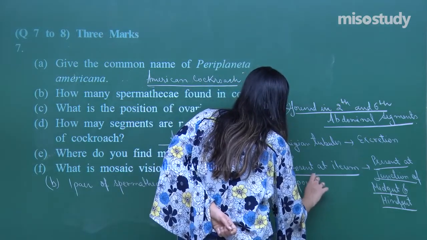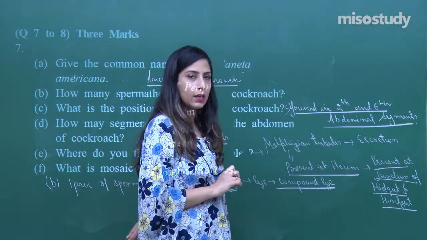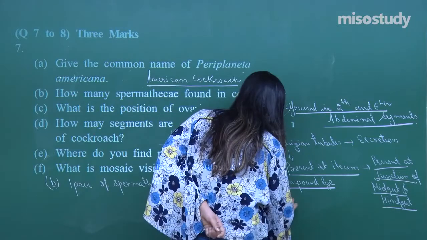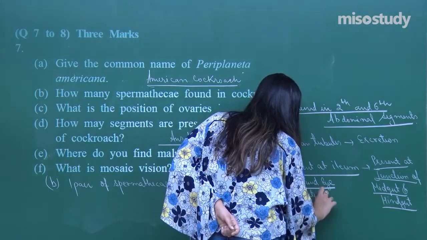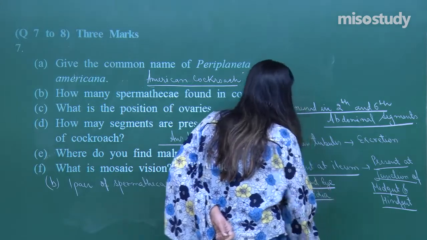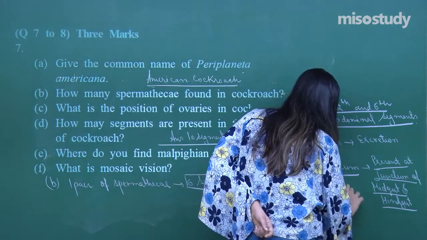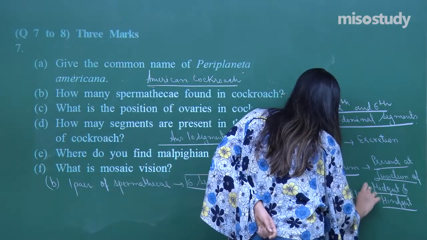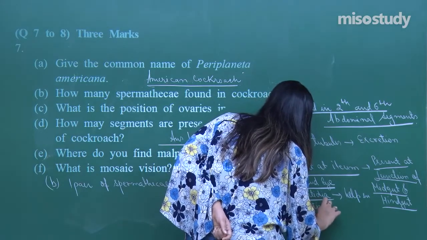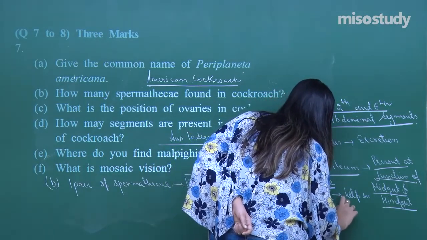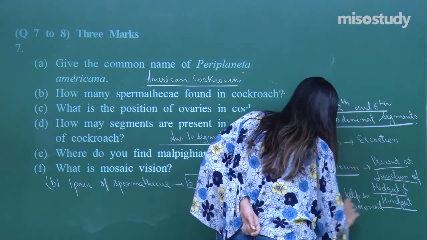So, mosaic vision means the eye is a compound eye. Their eye is called a compound eye, and it is made up of ommatidia. A large number of these ommatidia are present which make the vision clear. So, they help in detecting any movement. They can only feel the movement of a predator.